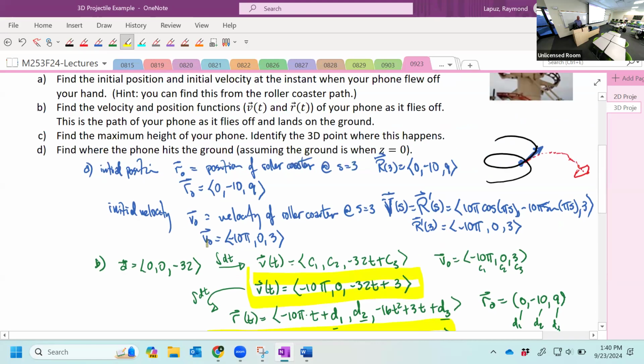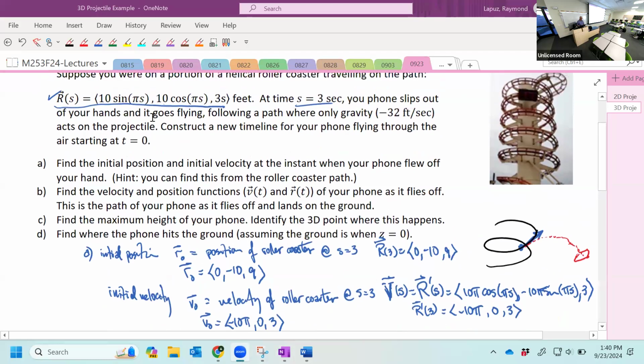But the question is specifically they are asking for the maximum height. Never mind. Why do we switch variable s to t? S was the variable that they decided to use for the roller coaster. And I guess they just used S to make it different from our new timeline for our phone. Our phone will have a time of t and your roller coaster will have the time of S.